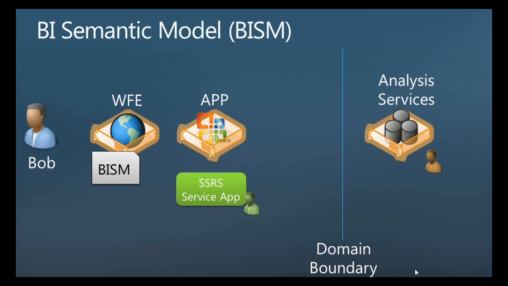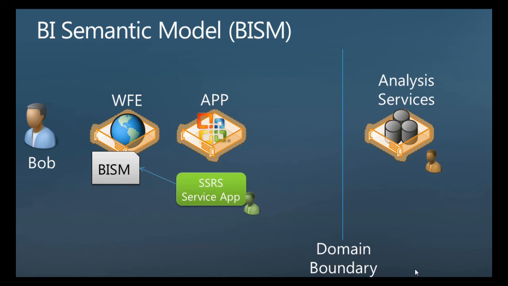We have a separate application server running Reporting Services, and note that Reporting Services is running with a particular service account identity. We have a domain boundary between the farm and our data source, and our data source is Analysis Services, either running in the multidimensional mode or in the tabular mode. So first, Bob's going to make a request for his particular report. Reporting Services, if the report's been configured to use a BISM file, will go out and open up that BISM file and get the connection information.